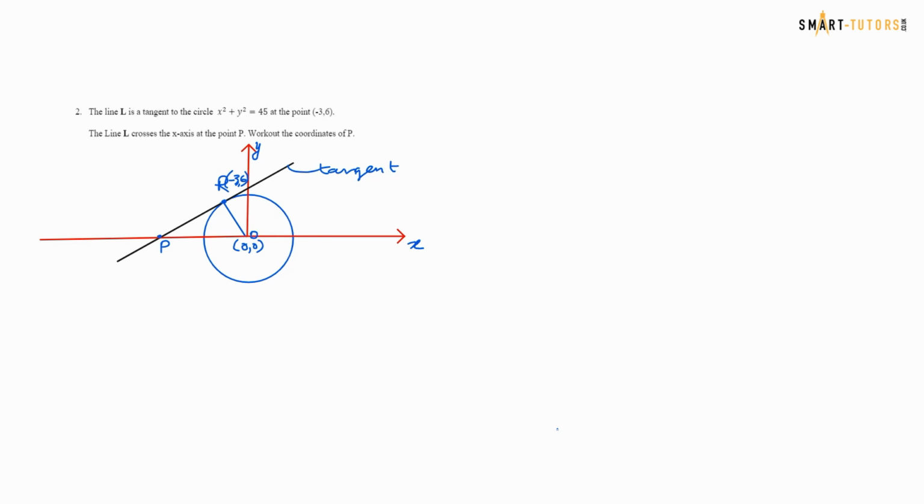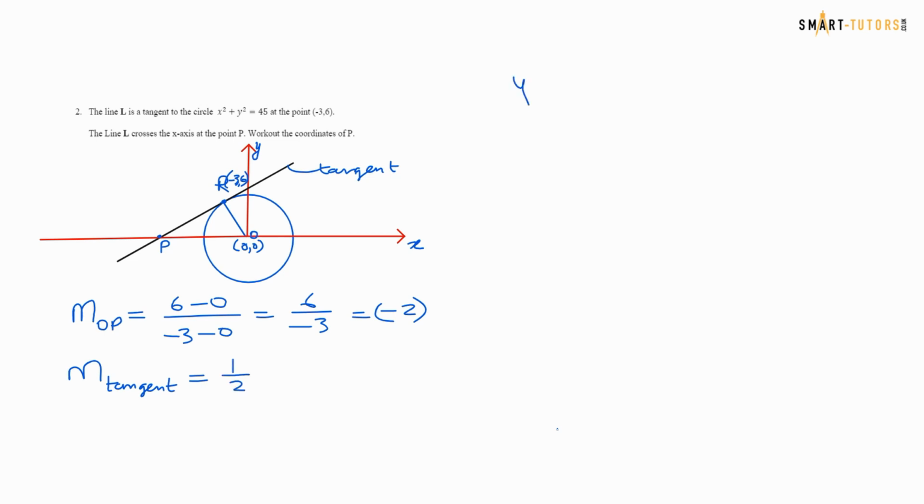So now how can we find the coordinates of P? First of all, find the equation of the tangent line, then solve the tangent line to find the P coordinate. We'll go one by one. So first of all, the gradient of OP. Difference of y coordinates 6 minus 0, difference of x coordinates minus 3 minus 0, which is 6 over minus 3, which is minus 2. Then the gradient of the tangent is the negative reciprocal.